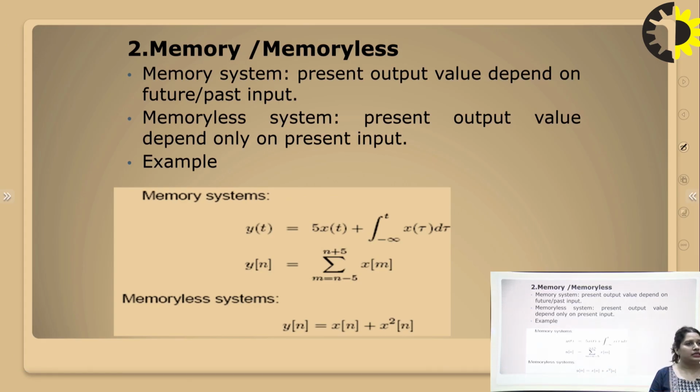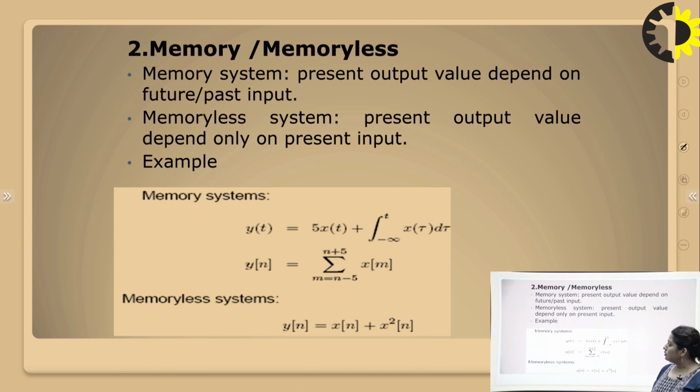Memory or memoryless means static system, which is dependent on the present value only, not on the future and the past values. Similarly, with memory means it will depend on the present as well as the past values. So it is called a with memory system. Here are some examples written below: y(t) is equivalent to 5x(t) plus integration over minus infinity to t. Whenever there is integration or something, then obviously it has some memory or some past values.